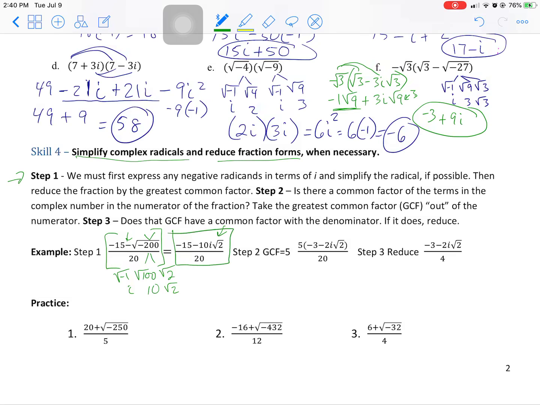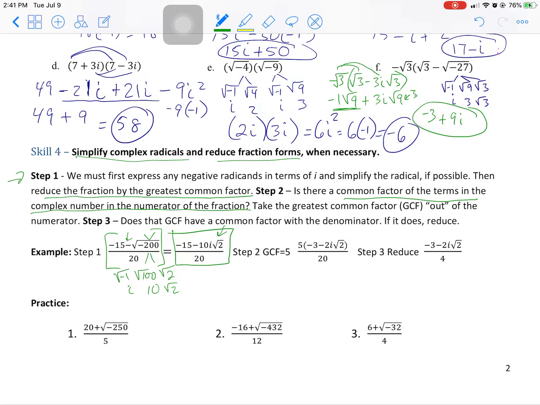Now, you have a fraction. All fractions must be reduced. So it says reduce the fraction by the greatest common factor. I personally start with the greatest common factor in terms of the complex number in the numerator. So a 15 and a 10 have a factor of 5 in common. That's the greatest common factor that the numerator has. So I take that out, put the rest in parentheses and reduce those two terms by 5. Negative 15 divided by 5 is negative 3. Negative 10i divided by 5 is negative 2i. Keep that square root of 2.